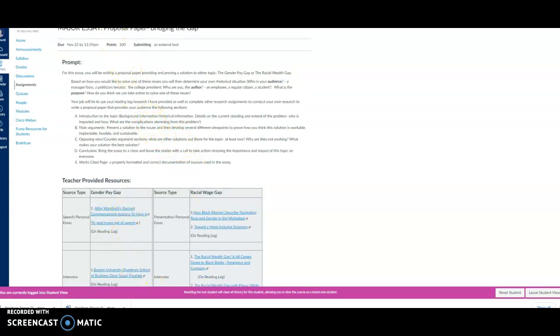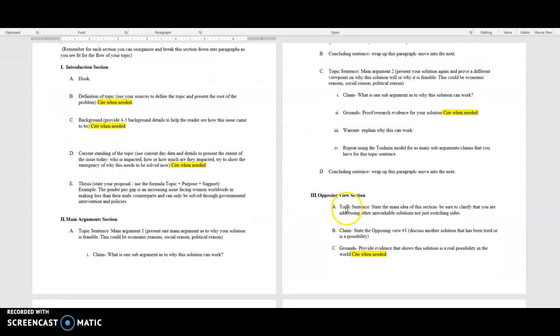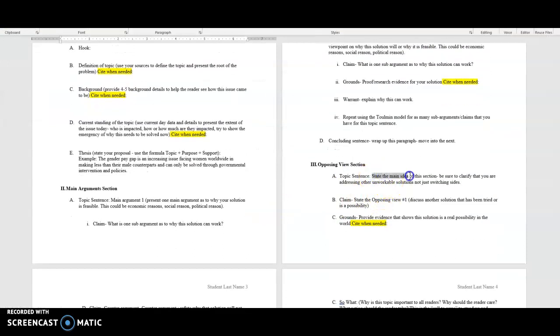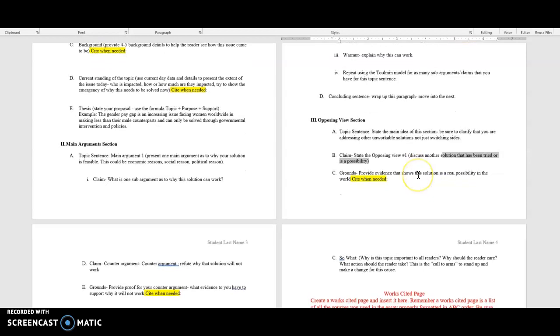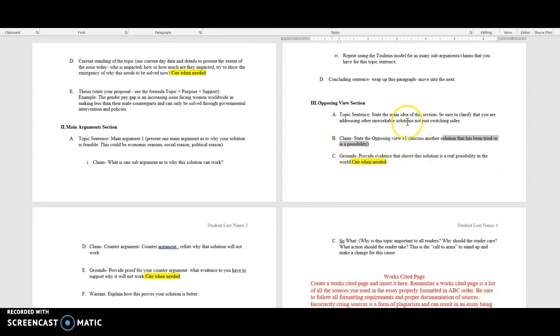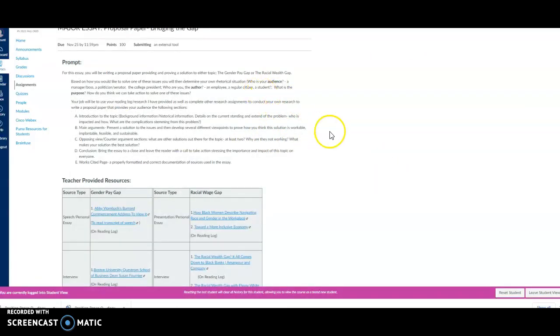That is also explained in the outline in the opposing view section. It says, state the main idea of the section. Be sure to clarify that you're addressing the unworkable solutions, not just switching sides. So discuss another solution that's been tried as a possibility. So again, read through the directions on the outline. It will see you through. Also go back to the paper assignment directions that we're working on.